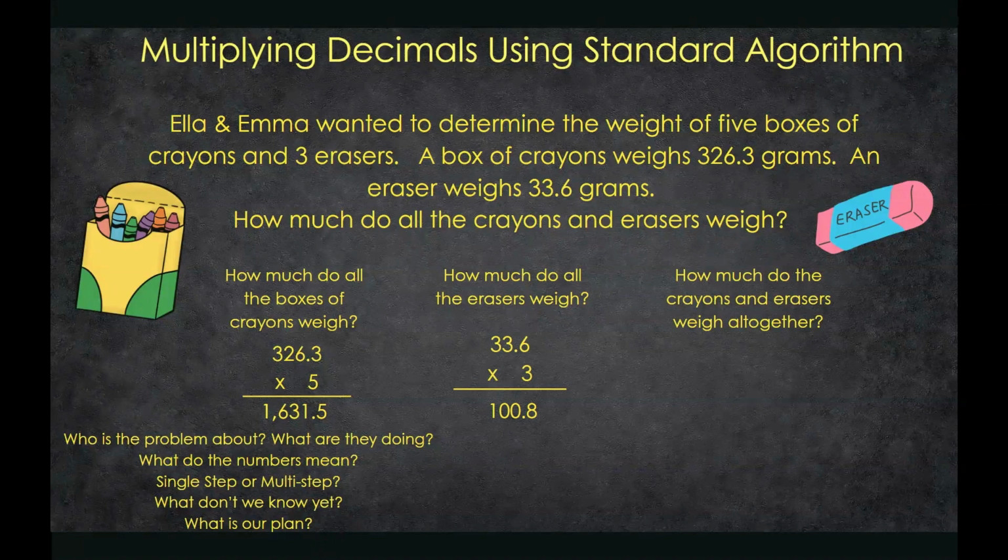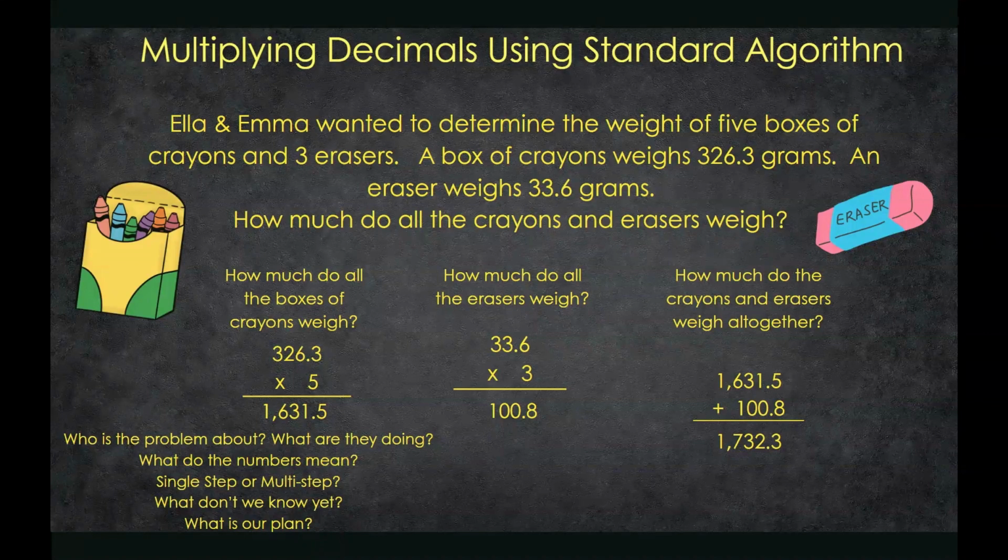Now that I know how much all the crayons weigh and how much all the erasers weigh, now I need to figure out how much they weigh together. Well, since I don't know the total and there's no repeating number because they are different, I'm going to add my two parts. 1631.5 plus 100.8, and I get a grand total of 1732.3.